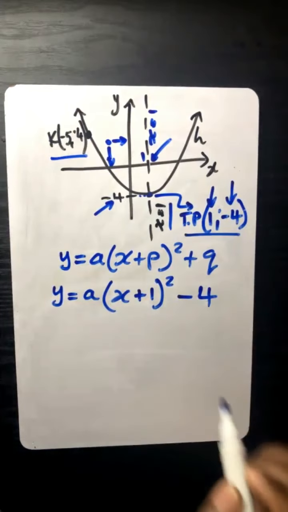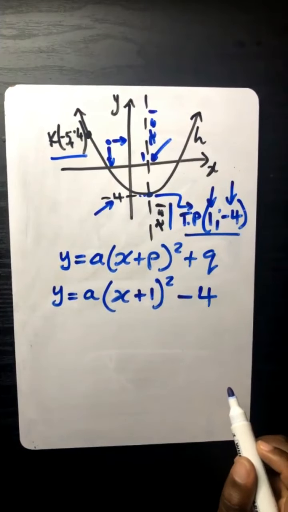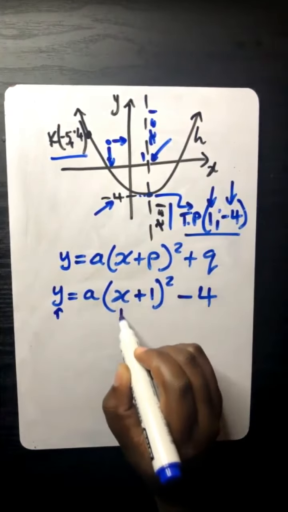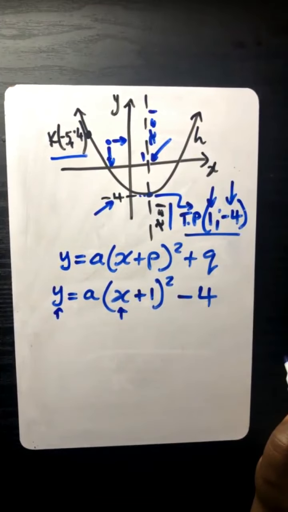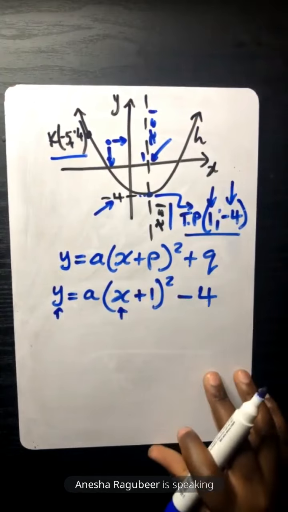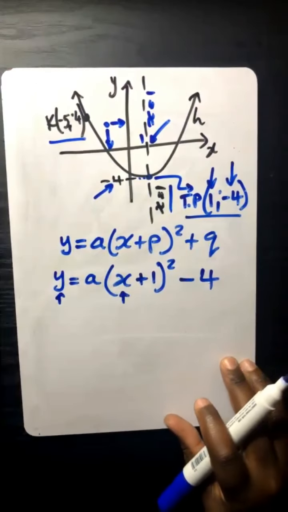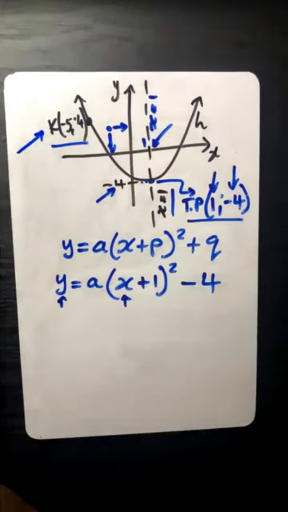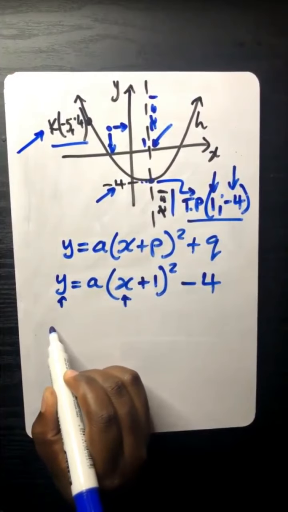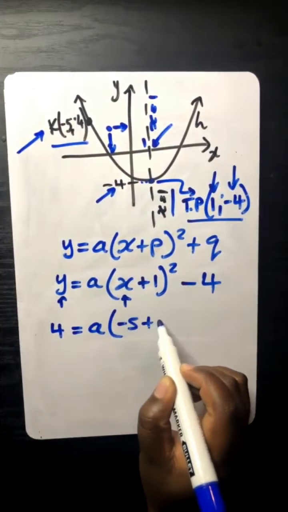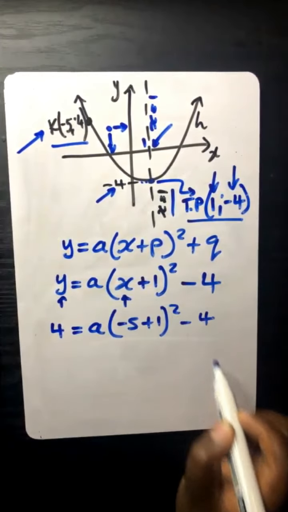Then from here, what you do is to substitute that 1 point. So you substitute y there, x there. What is that 1 point that we can use to substitute? So we can use -5. 100%. You can say we use the coordinates of k, which means y is 4, and x is -5 plus 1 squared minus 4.